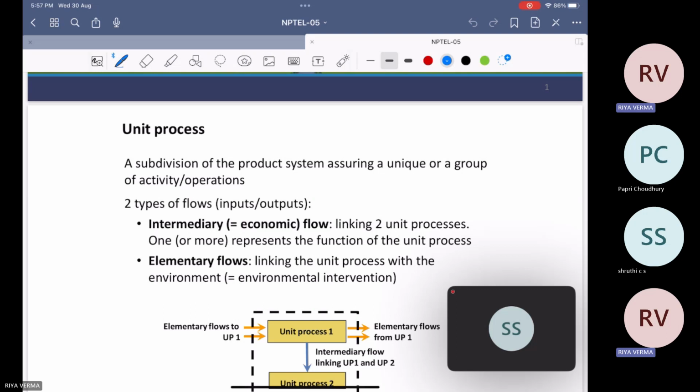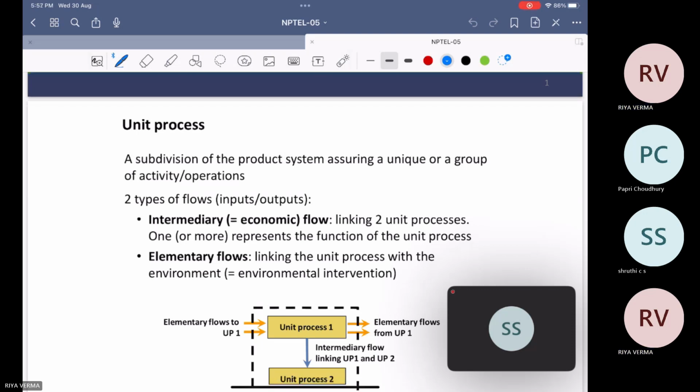So, basically, what is a unit process? It is a subdivision of the product system that assures a unique or a group of activities or operations. So, basically, unit processes are the stepwise processes that are included during the manufacturing or during the life cycle assessment of a product. Whatever steps we go through are known as the unit processes. And basically, there are two types of flows that we understand.